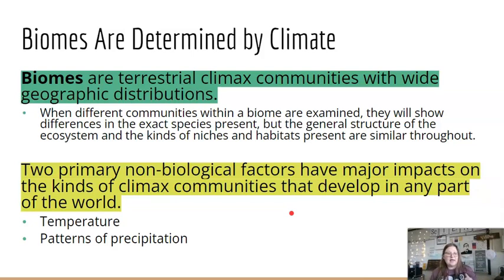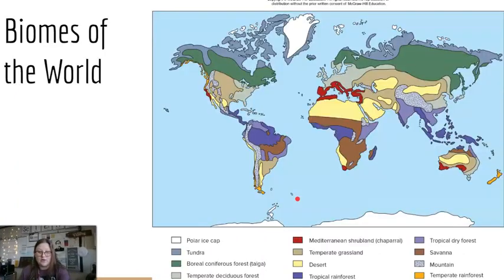When we look at places that are more coastal, like chaparral, that's not going to get rain year round, but it's going to get a lot of rain in the winter and maybe fall and spring. So the pattern of precipitation is really important.